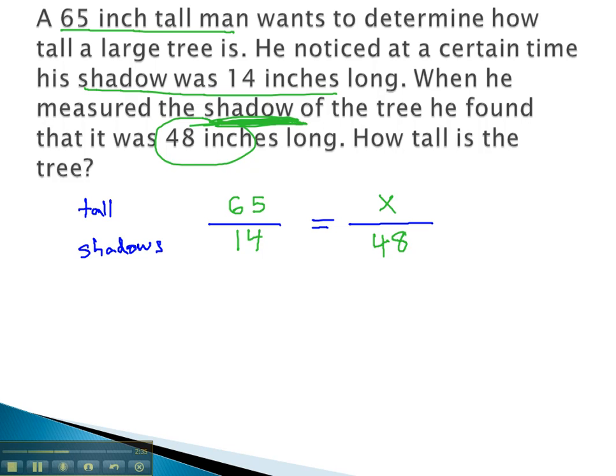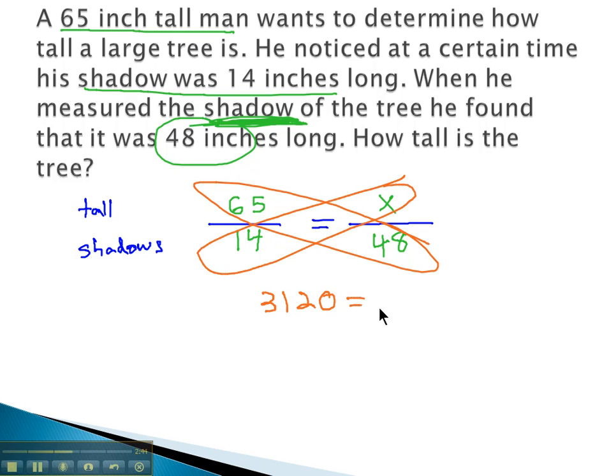We can quickly solve this proportion then by multiplying the diagonal, 65 times 48, which is 3,120, equals 14x, and get x alone by dividing both sides by 14. And we find out x, the tree, is 222.9 inches tall. Is that really tall? Well, in feet, if we divide it by 12, it's about 18.5 feet tall.